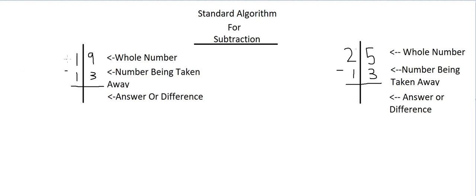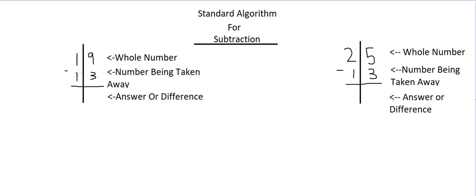So if we look at the problem on the left, the problem is 19 minus 13. So you put the numbers on top of each other just like we did with the standard algorithm for addition, but this time the order matters. The top has to be the whole number, and the bottom has to be the number being taken away. And below that, below the line, you get the answer or difference.